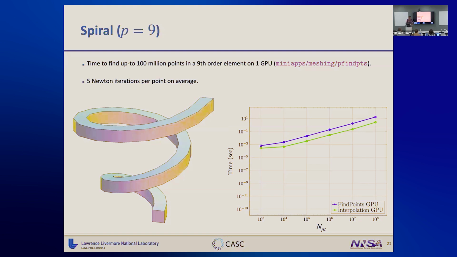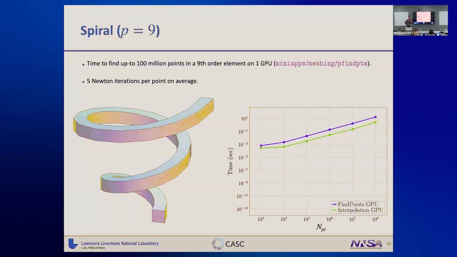Right. So in this case, we start at 1,000 points and find up to 100 million points. And you can see that you can find up to 1 million points in about 0.1 seconds. At 100 million points, it's taking about 10 seconds. This is an overkill, but still, you see how fast this is. And you see the timings here for both the find points phase and the interpolation phase.